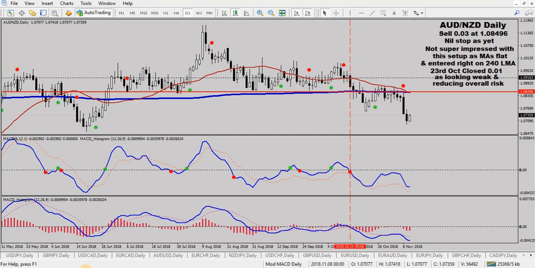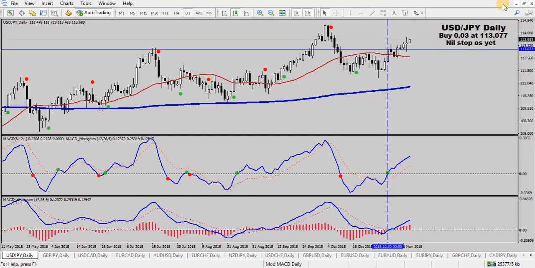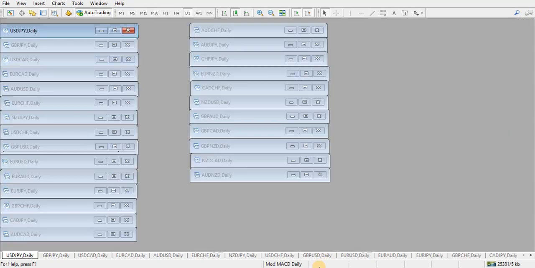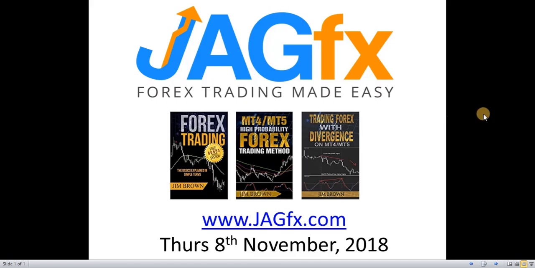That's all the pairs, so we're pretty active on the Mod MACD and there's quite a few high probability trades open.